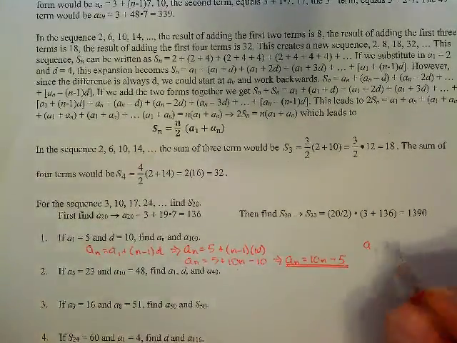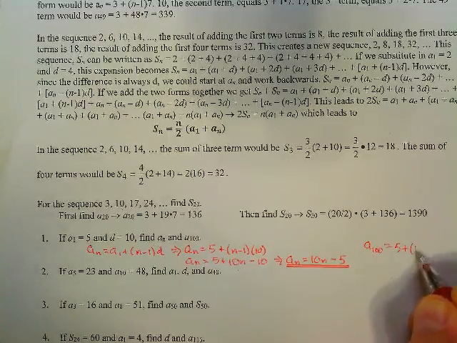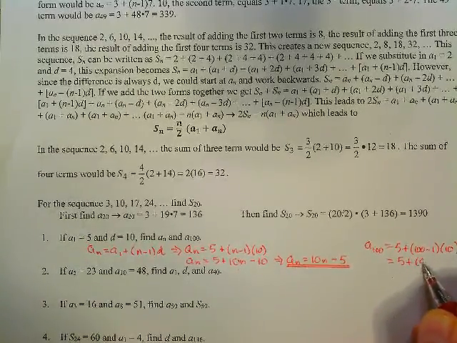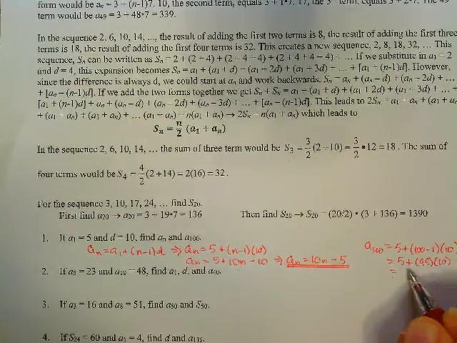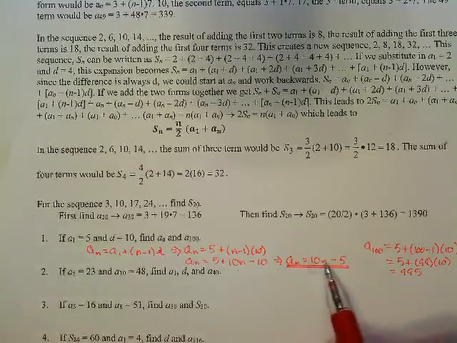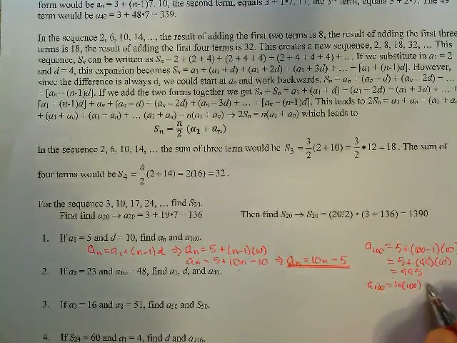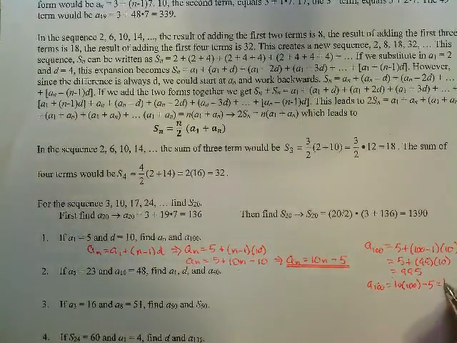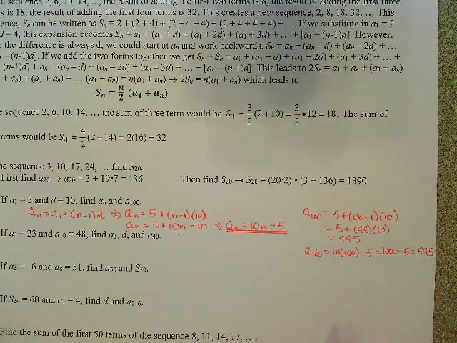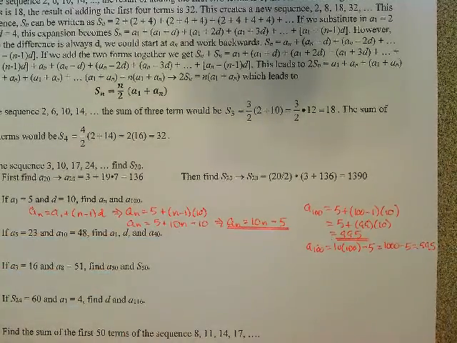So A100. Now if I use the top one, that would be 5 plus 100 minus 1 times 10. So that's going to be 5 plus 99 times 10, which is 995. If I wanted to use this form, I would have had A100 equals 10 times 100, subtract 5, which is 1,000, subtract 5, which is, again, 995. So either way gets me to my answer of 995.